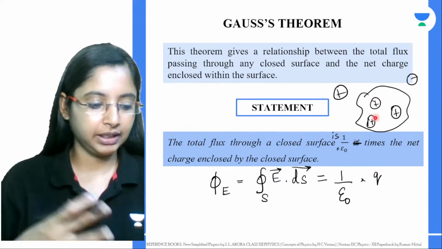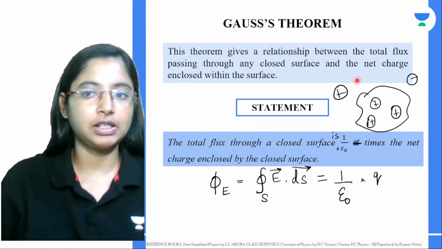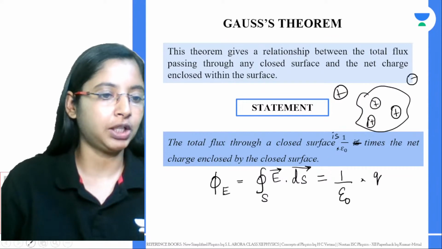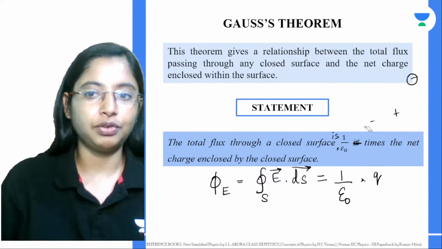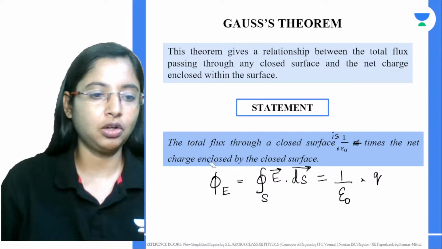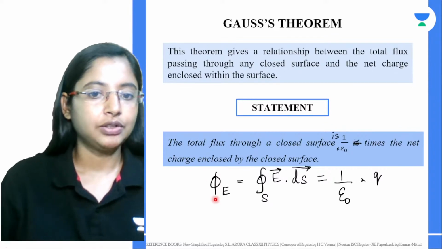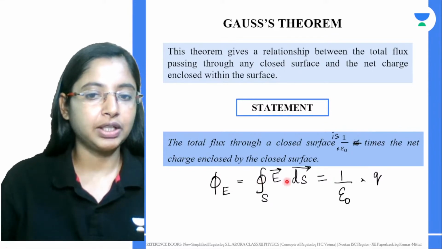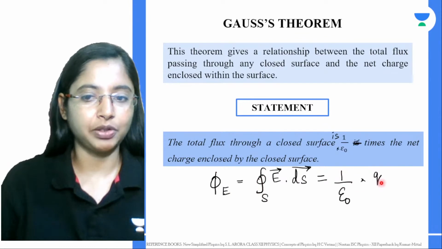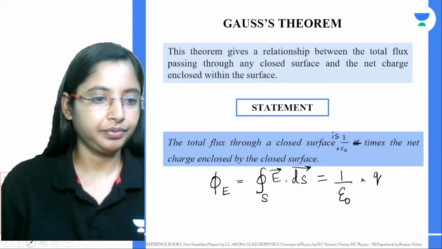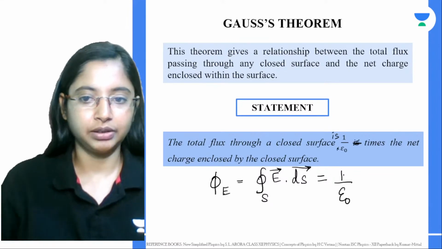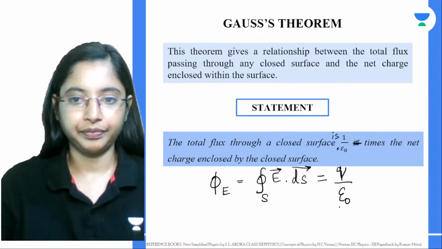How many charges are there? There are 3 positive charges, right? The charges outside don't matter; they wouldn't apply. So Gauss's law applies only for the charge inside a closed surface. So phi E is equal to the closed integral of E dot dS, which is basically 1 by epsilon naught times Q enclosed. You can give this as Q by epsilon naught.